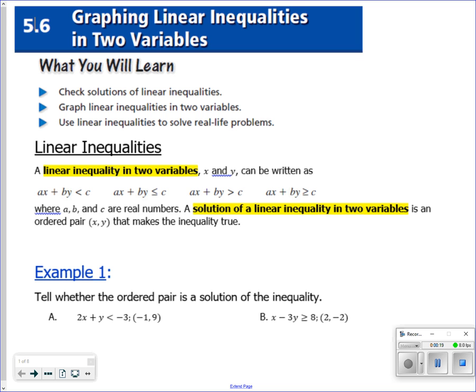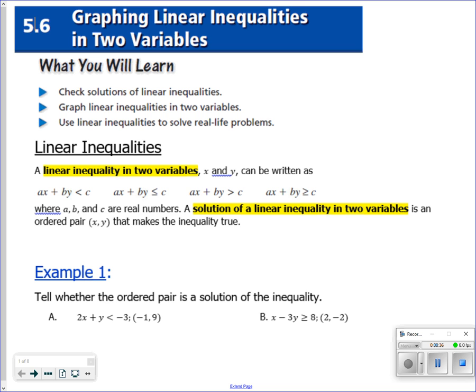A linear inequality with two variables, x and y, can be written as a less than, less than or equal to, greater than, or greater than or equal to. The a, the b, and the c are all going to be real numbers, and the solution is the ordered pair of the two variables that makes the inequality true. And so we're going to talk a little bit about how we're going to decide whether or not it makes it true.